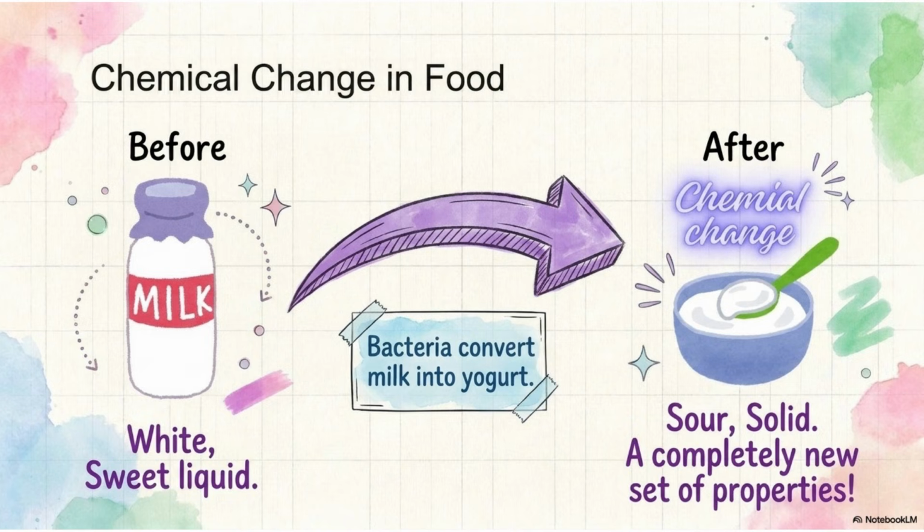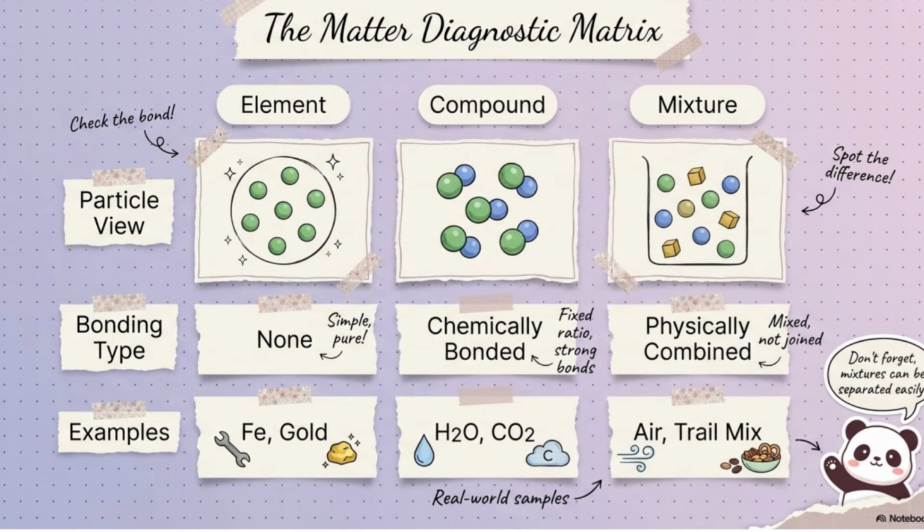To keep this all straight, we have the matter diagnostic matrix. It's basically our cheat sheet to visually check for bonds. Elements, no bonds. They are simple and pure. Compounds are chemically bonded in fixed ratios, creating totally new things. And mixtures are just physically combined. They're mixed together, sure, but not permanently joined.